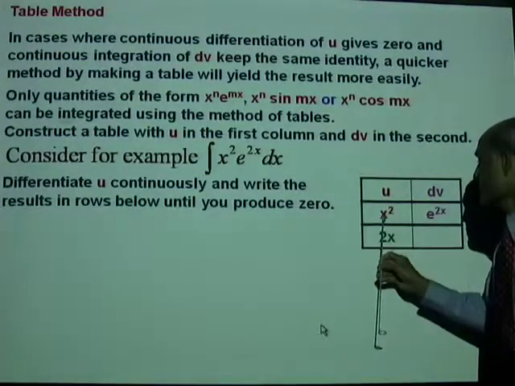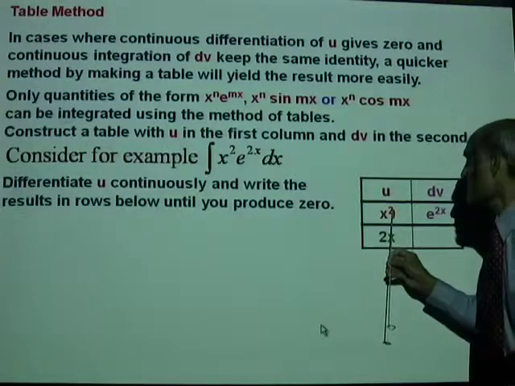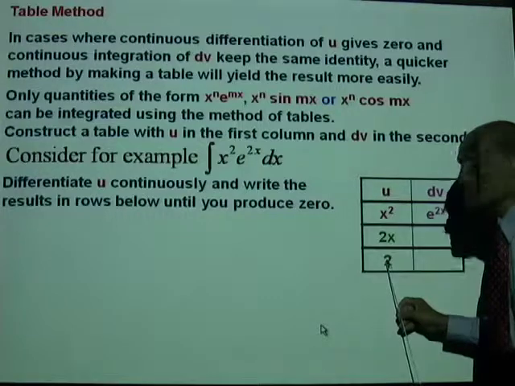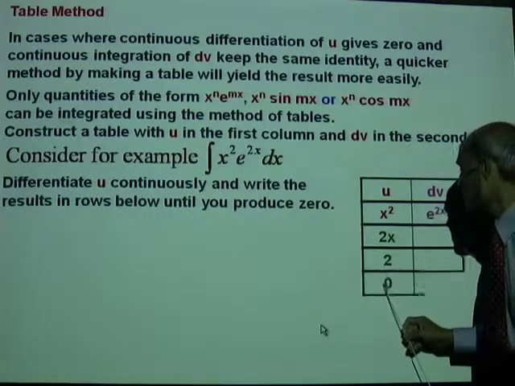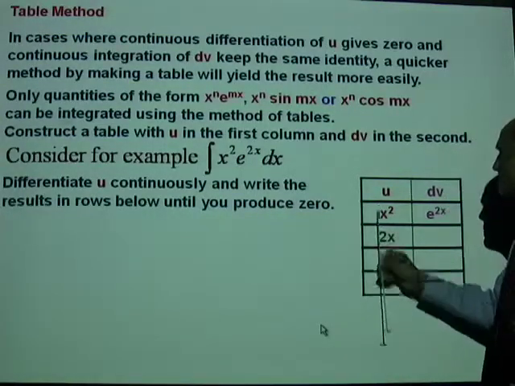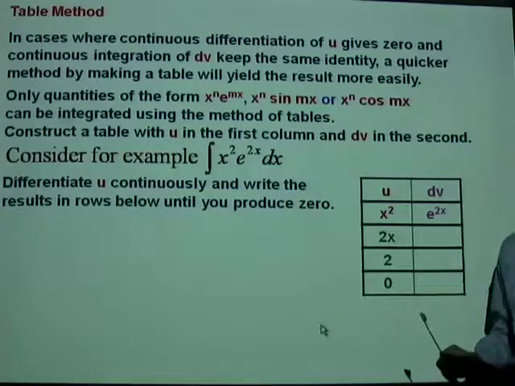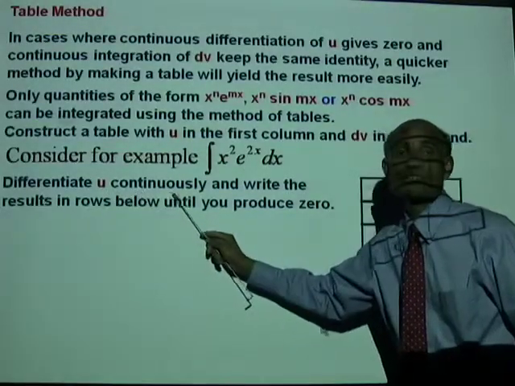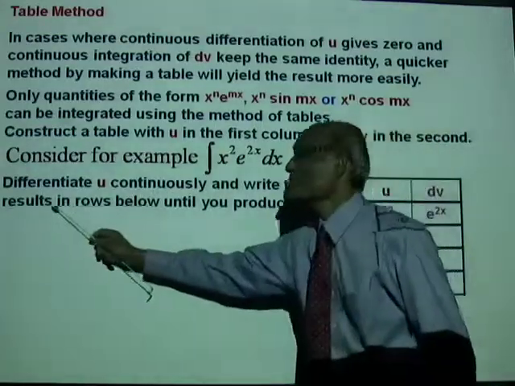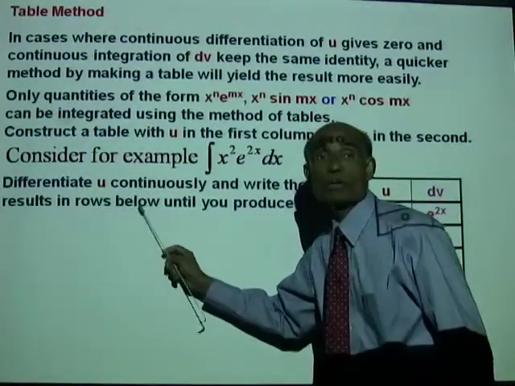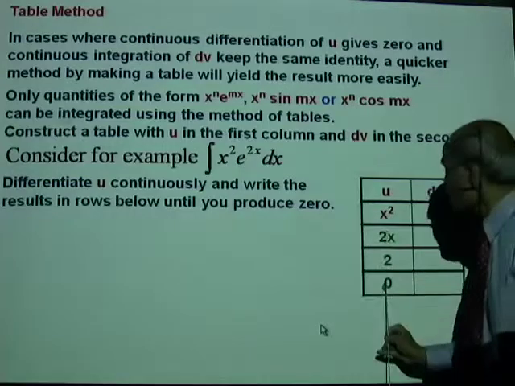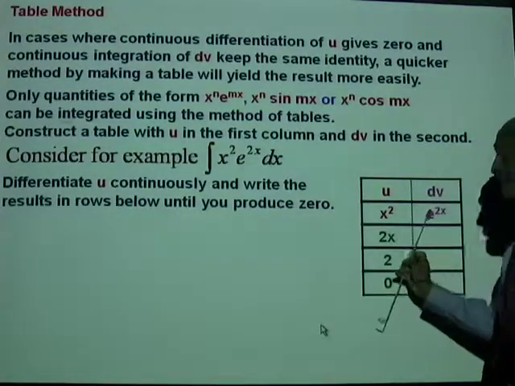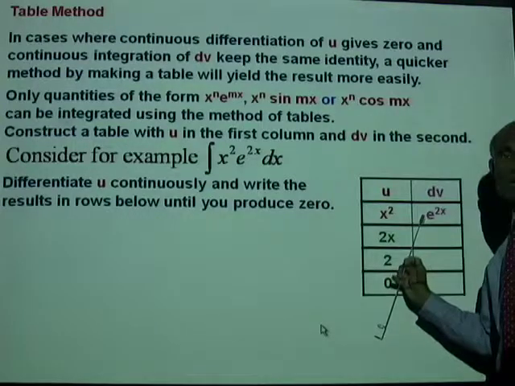So the derivative of x squared is 2x. The derivative of 2x is 2. And the derivative of 2 is 0, and you have reached 0. That's what this means. Differentiate u continuously and write the results in rows below until you reach 0. And what is the next thing? Go to the next column.